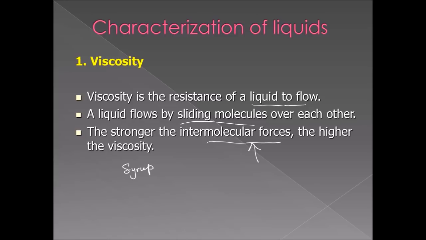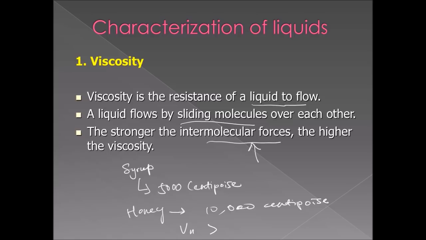With a viscosity of 5,000 centipoise, or you have the viscosity of honey, which is 10,000 centipoise. So here you would say the viscosity of honey is more than the viscosity of syrup.